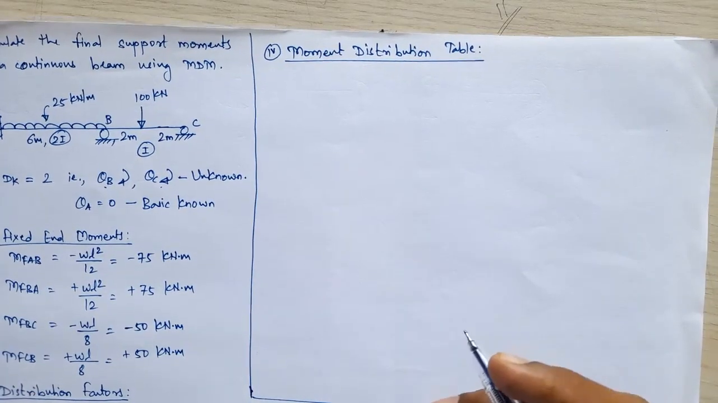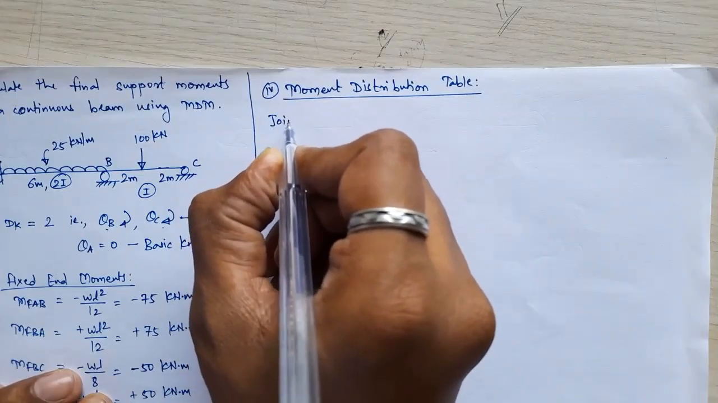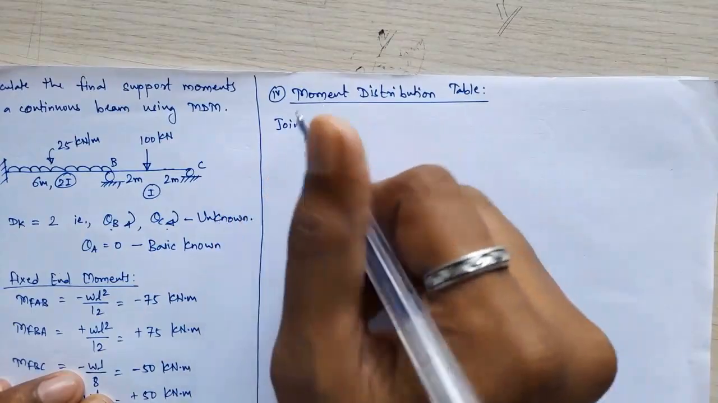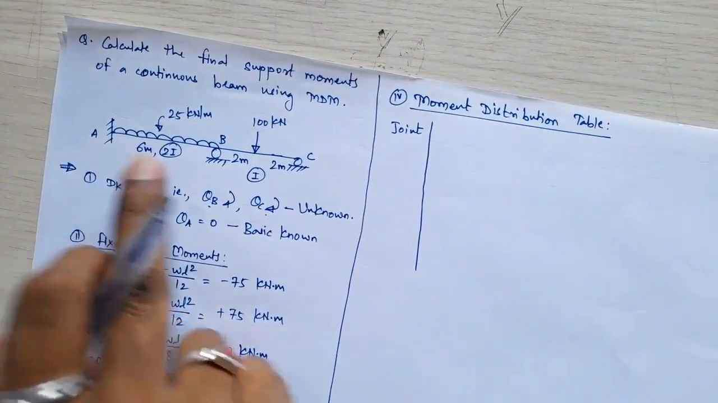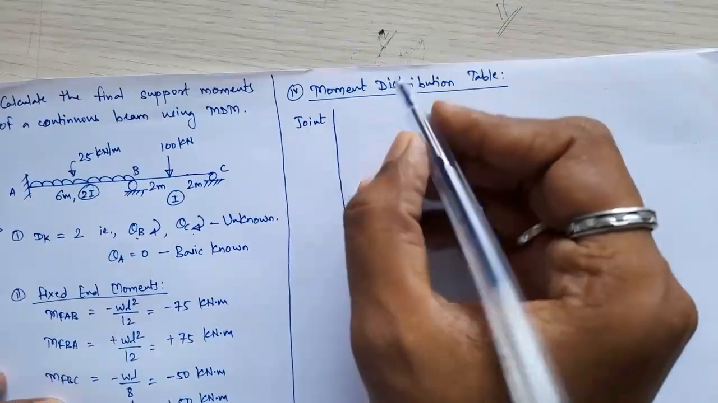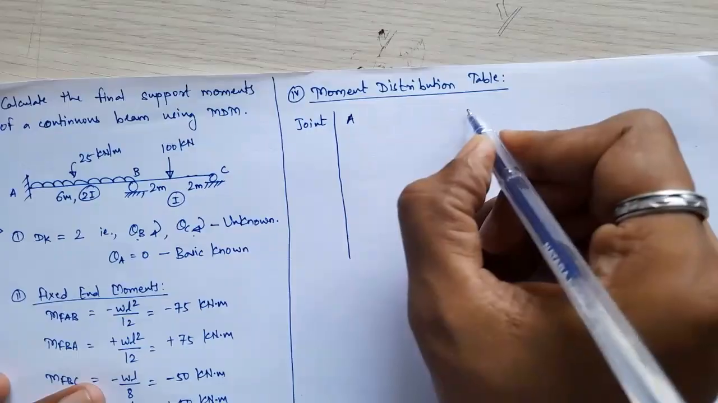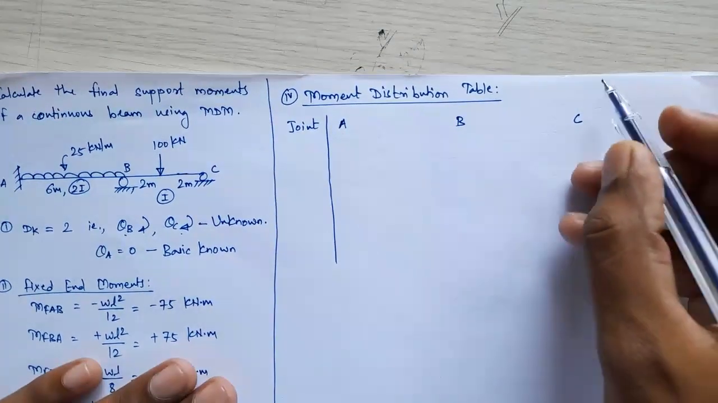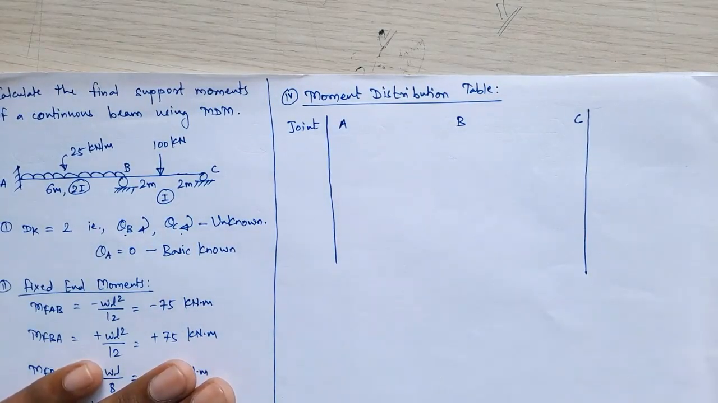Okay, so in this table, the first row that you are going to consider will have all the joints. How many joints are there? A, B and C, all these joints will be considered over here. So the first joint will be my joint A, the second will be my joint B, and the third joint will be my joint C. So this will be my table for moment distribution.